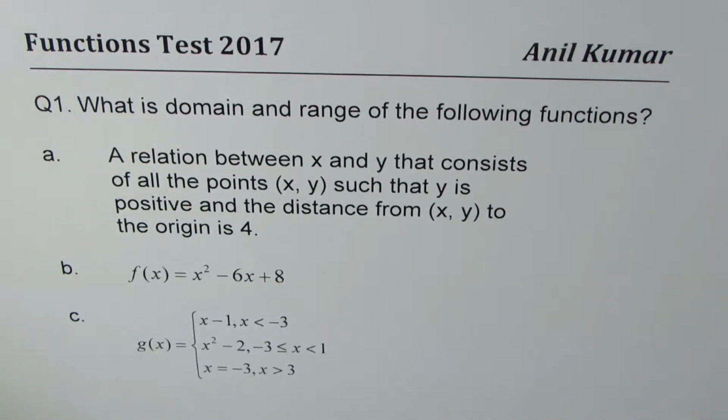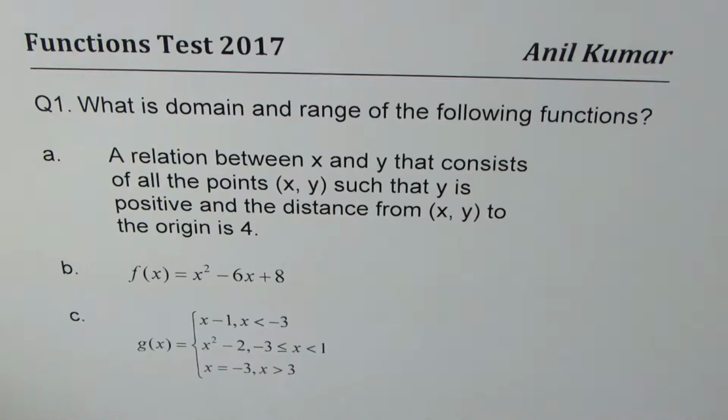Part B is f of x equals x squared minus 6x plus 8, and part C is a piecewise function: g of x equals x minus 1 when x is less than minus 3, g of x equals x squared minus 2 when x is greater than or equal to minus 3 and less than 1, and g of x equals minus 3 for x greater than 3. You can pause the video, answer the question, and then look into my suggestions.